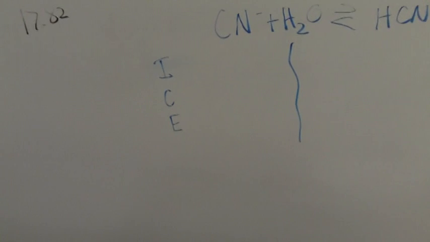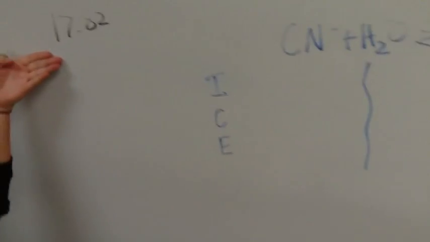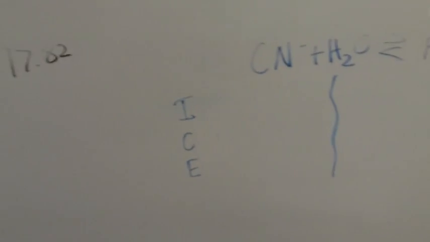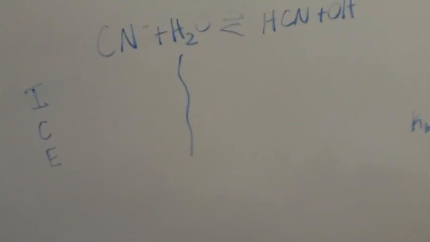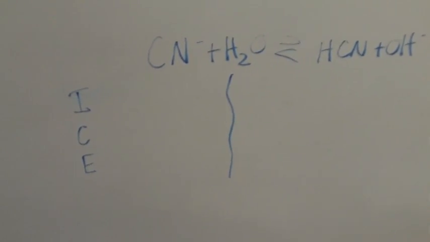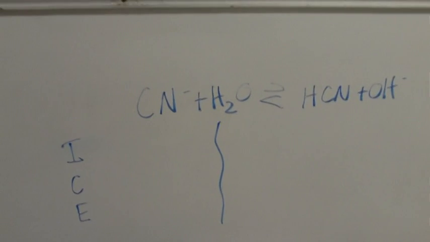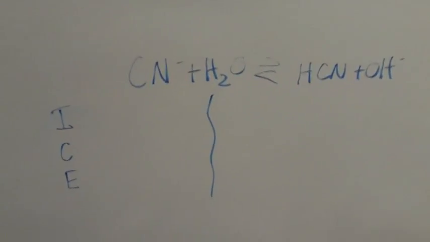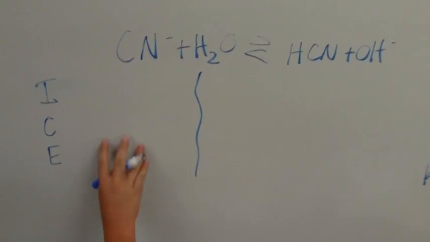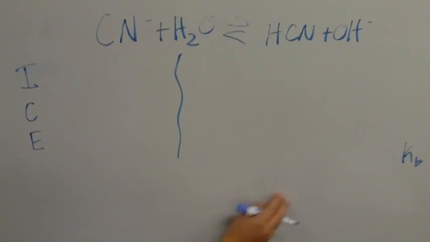We'll go for it. We're working on 17.82, and the question is, calculate the pH of 0.2 molar NaCN. What is the concentration of HCN in the solution? Well, that's a good question, but we can do it using this blessed ICE table that we have here.